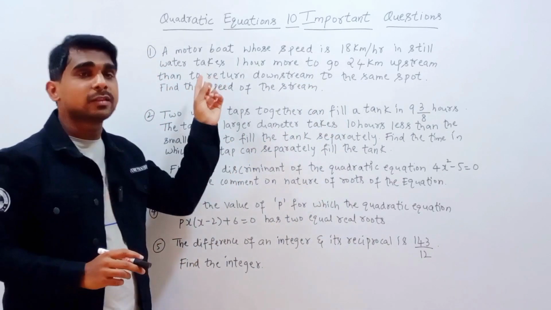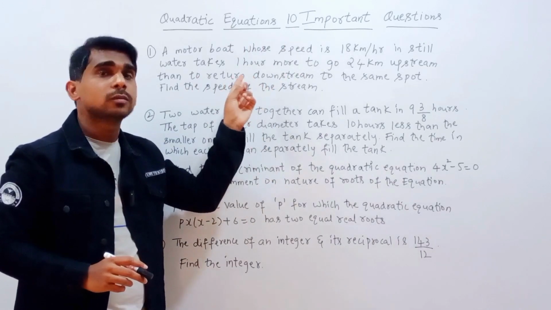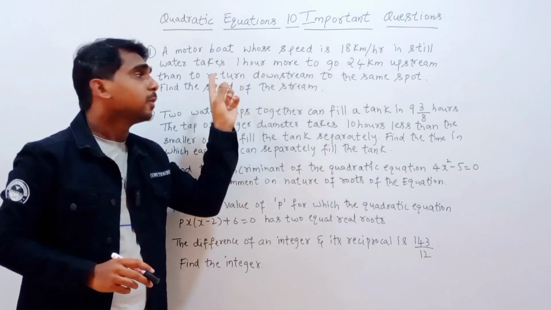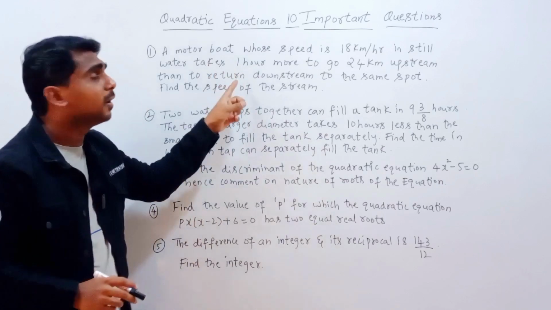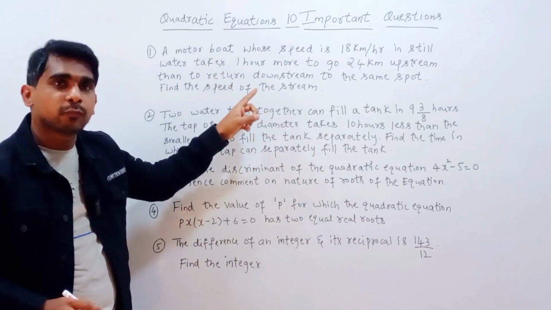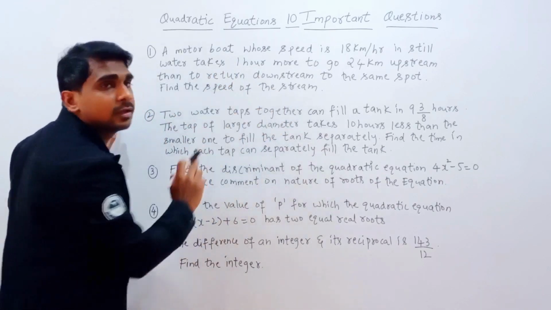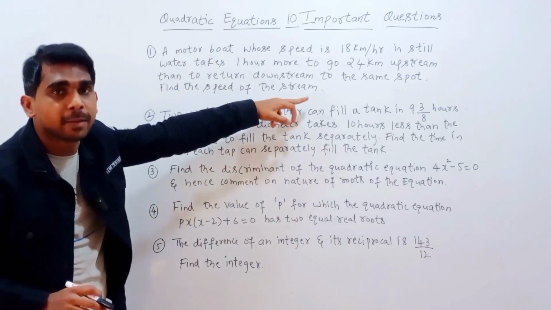Here we have to take the formula distance is equal to speed into time. You should use that formula, then you can find the quadratic equation. Then if you solve it, you will get the speed of the stream. This question is for 5 marks.